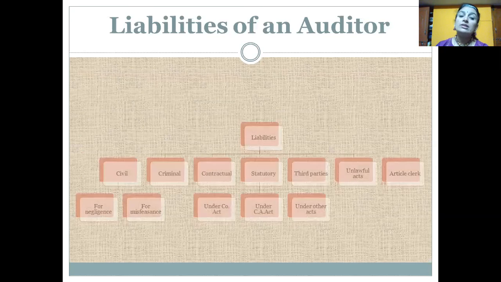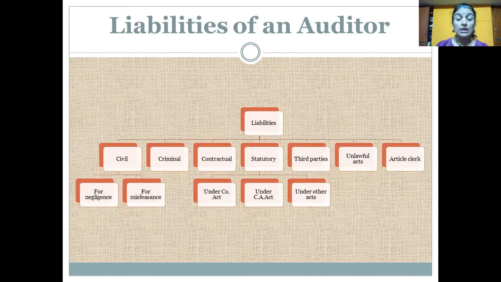So now let us understand the liabilities. Liabilities are a big list. And here, civil liabilities, criminal liabilities, contractual liabilities, statutory liabilities, liabilities to third parties for unlawful acts, and also the liability towards the audit clerk. So like this, there are many liabilities.